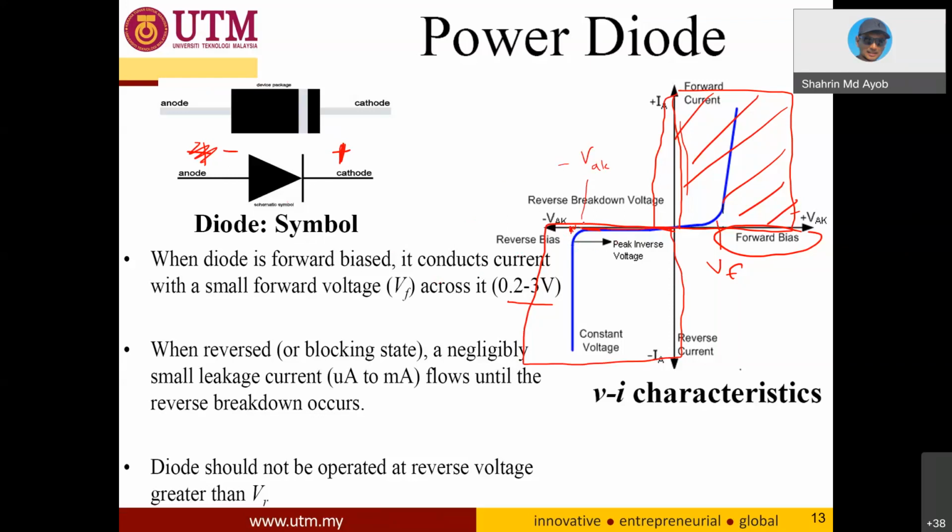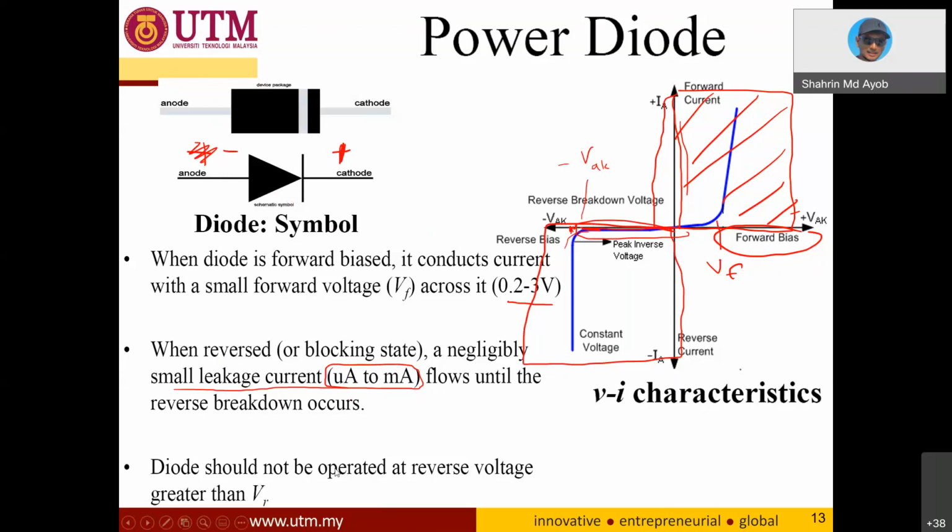When it breaks, the current can flow very large, meaning that the diode is already broken. But as you can see, even though it is blocking here, there is a very small leakage current. This is very, very small, in the microampere to milliampere range. This is considered very small because usually the current that flows inside this diode is around 100 amperes to 1 kiloampere. So compared with this leakage current, micro and milli, it is very small.